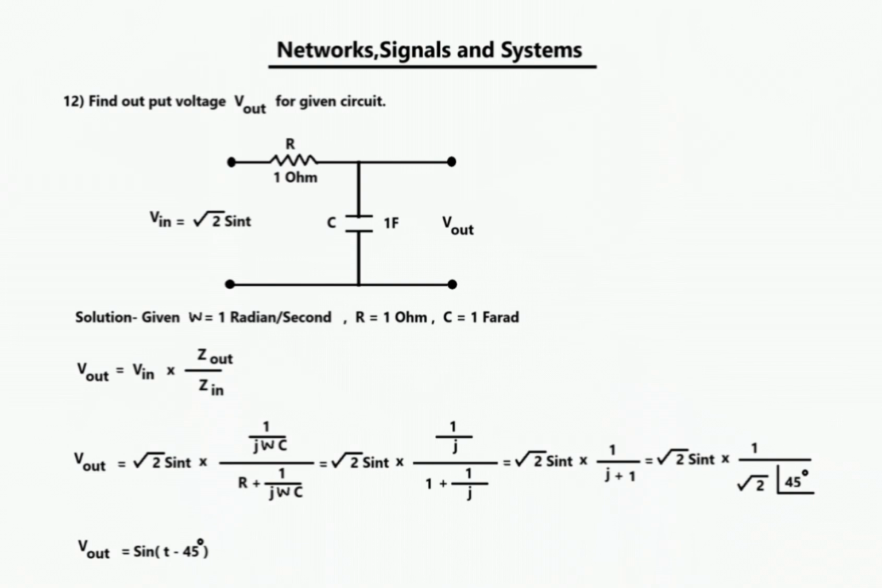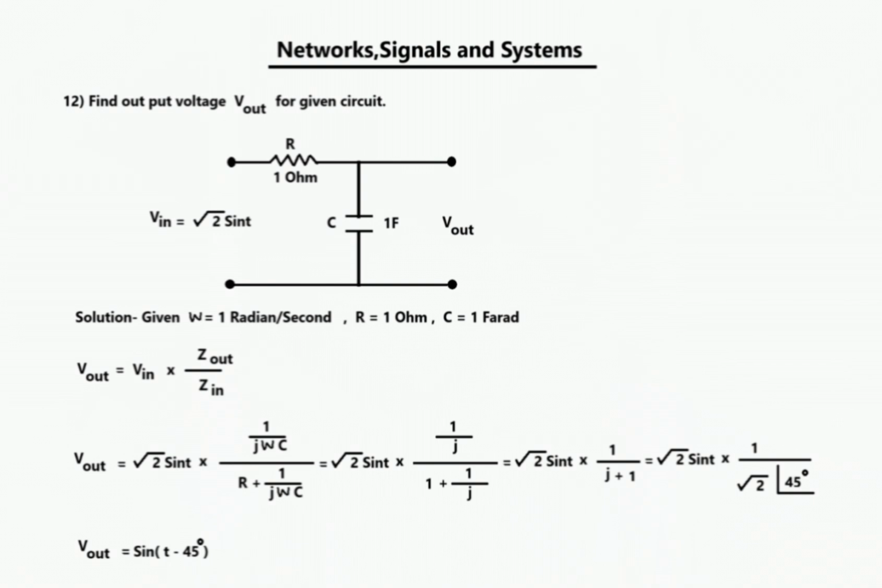Solution. From the circuit, we found omega equal to 1 radian per second, resistance R equal to 1 ohm, and capacitor C equal to 1 farad, and voltage Vout equal to voltage Vin multiplied by impedance Zout divided by impedance Zin.